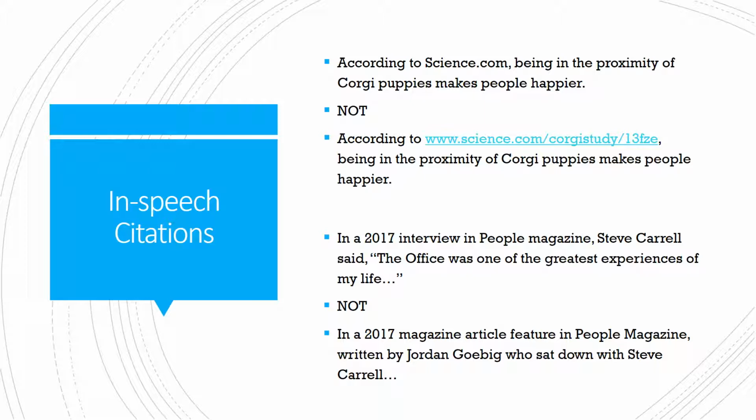This slide is an example of how you should incorporate your supporting facts into your speech. So please don't say something like according to www.science.com/corgi study /13 VZE. Instead, you can just say according to science.com, or you can see in the example below how you might frame a quote from somebody versus giving a ton of details about the source that you found the quote from. You will need to cite in your speech as well as in your outline, and these are some examples of how you would do that within your speech.